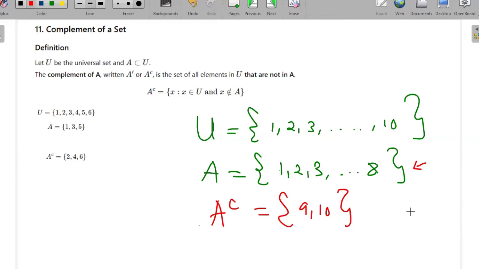Okay, so the secret is this: when you add what is in the set with what is in its complement, you should get back the universal set. So if I were to unionize A and the A complement, I would get back my universal set, because it would be 1 all the way up to 8 and then 9, 10, which makes up the universal set.